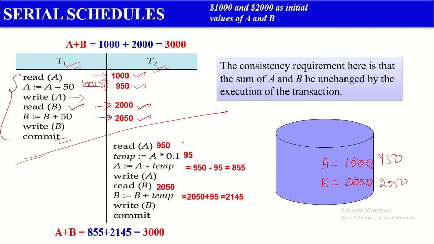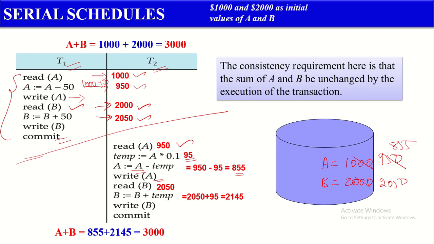In T2, it performs the read operation on A. When it reads, the latest value of A is 950, so it reads that value. When the operation temp = A * 0.1 is executed, the temp value is 95, and when 950 minus 95 is executed, it becomes 855. This 855 is written into the database when write of A is executed. So 950 is replaced by 855.